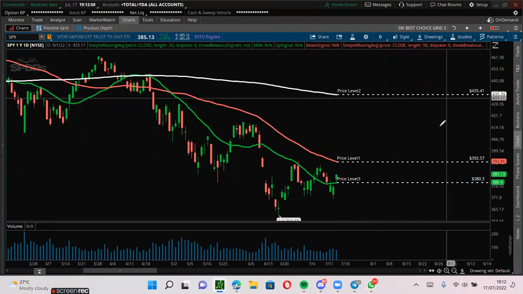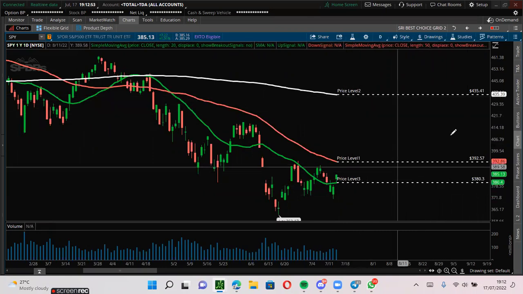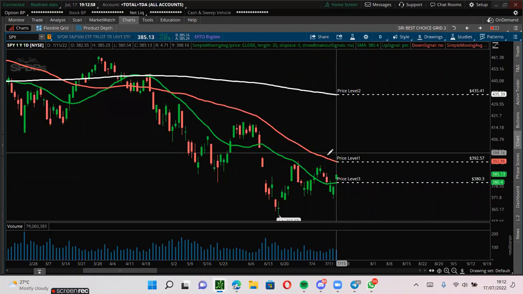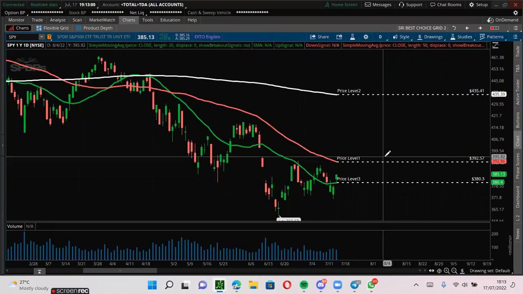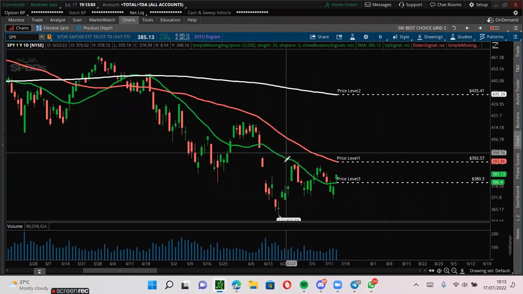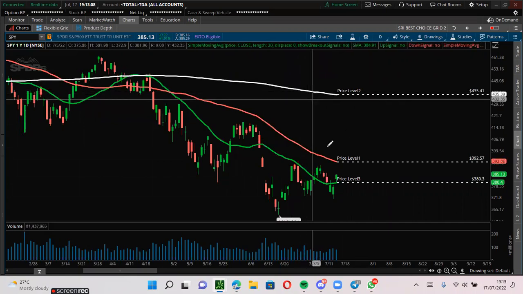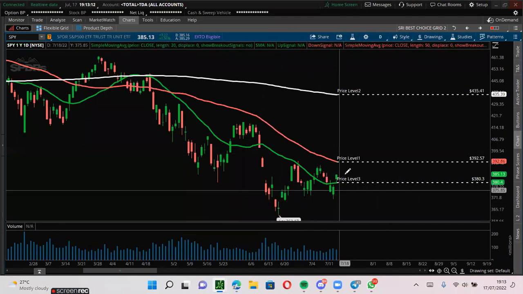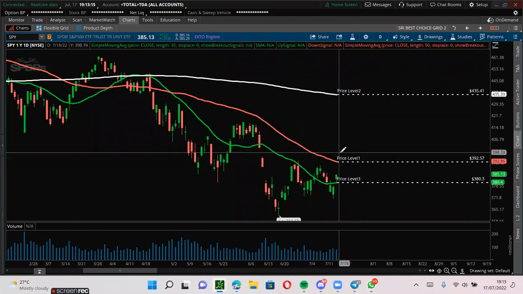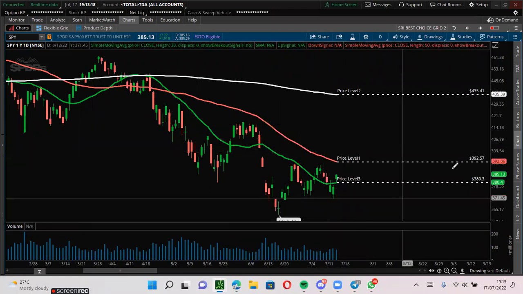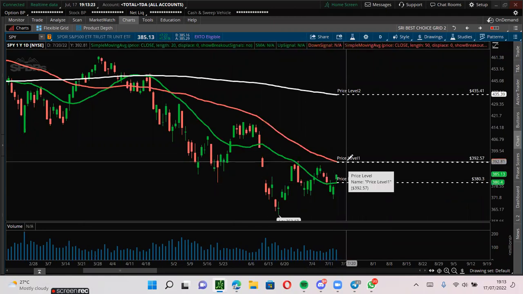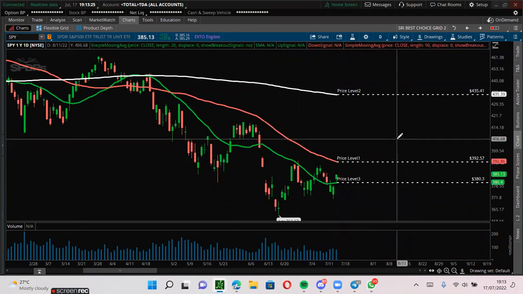So I put 20, 50, and 200. If I'm just looking at the crossovers on the simple moving averages, 20 is below 50, and 50 is below 200, which is still bearish. Only when 20 goes above 50, that is super bullish. I expect it to cross above this level, 392, then I call it bullish for next week.